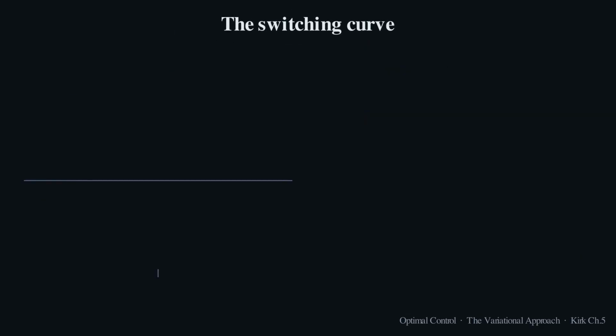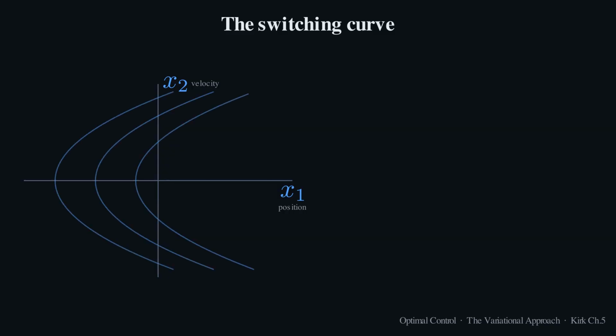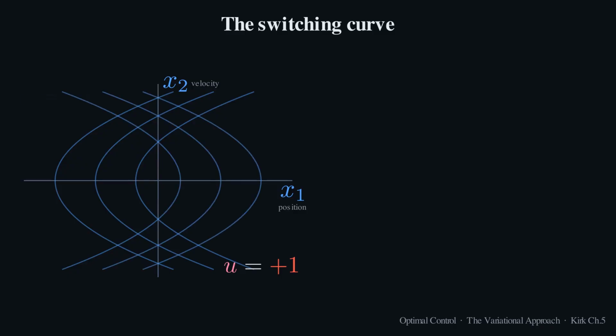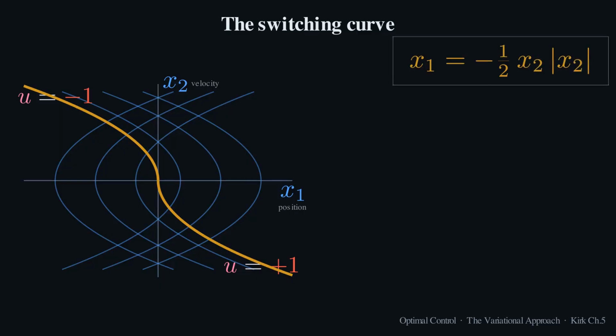But when do you flip? For that, leave the clock behind and draw the phase plane. Position x1 across the bottom, velocity x2 up the side. Every full thrust trajectory traces a parabola. There's a family curving one way under +1 and a family curving the other way under -1. Stitch them together and a single beautiful curve appears, the switching curve.